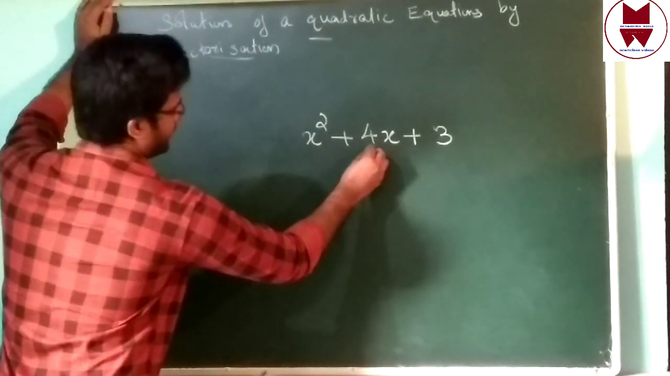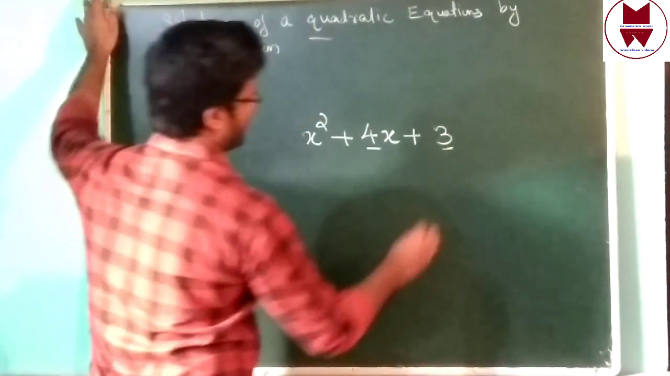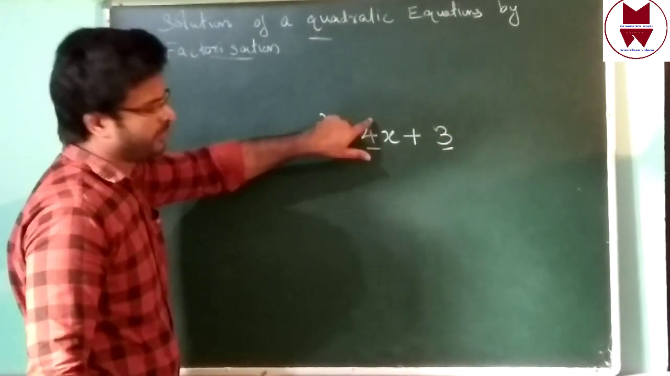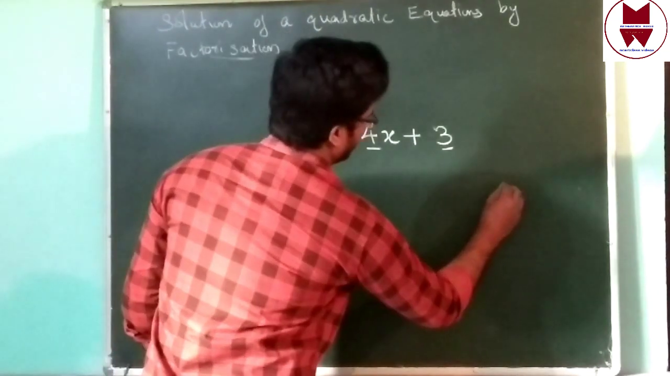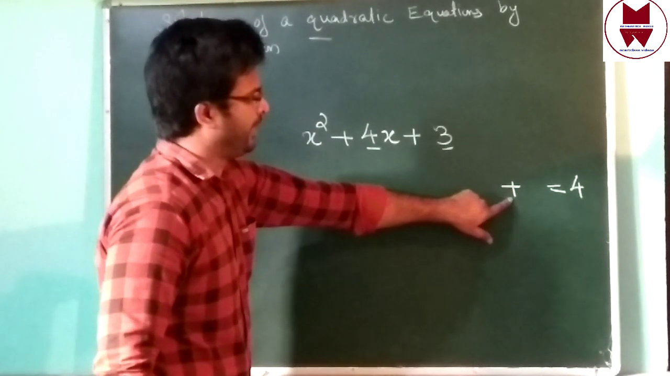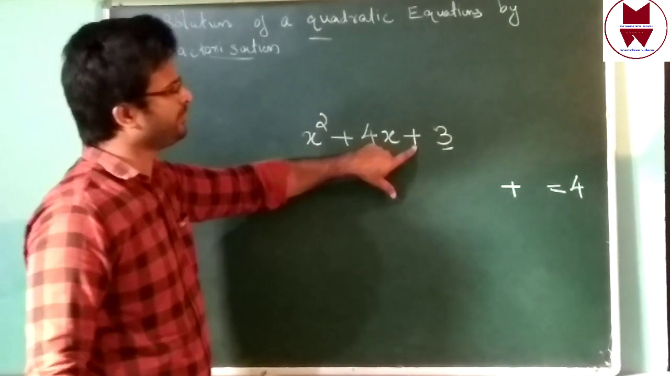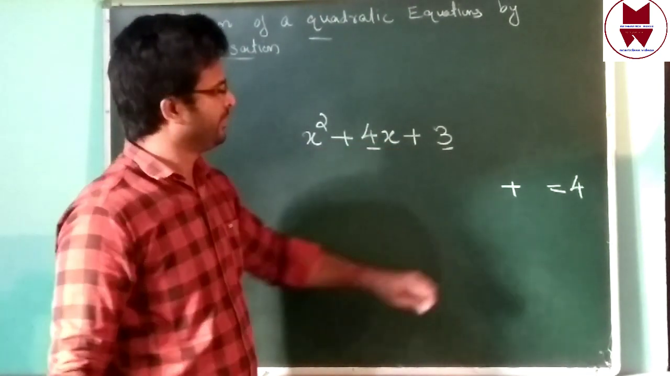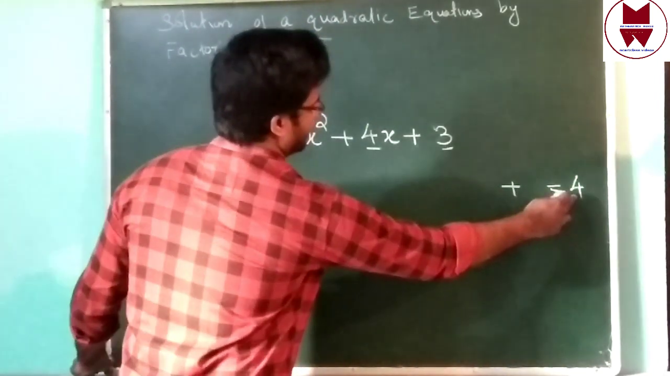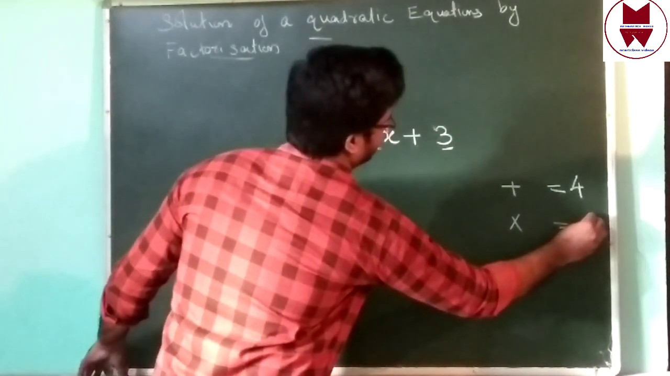Factorization means you can see the coefficient of x is 4. Here the constant term is 3. We are going to split this 4. When you add, we need the answer 4. Why are we using addition? Check the sign of the constant term: plus. In case of minus, we will use subtraction. Here it is plus, that's why I use addition. When you add, we need the answer 4, and when you multiply, we need the answer 3.